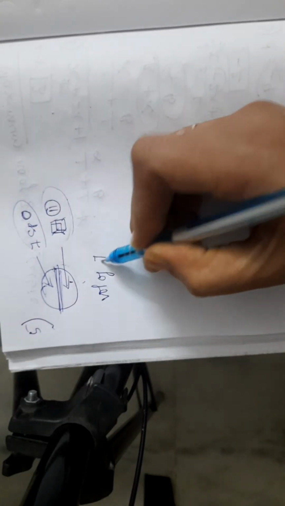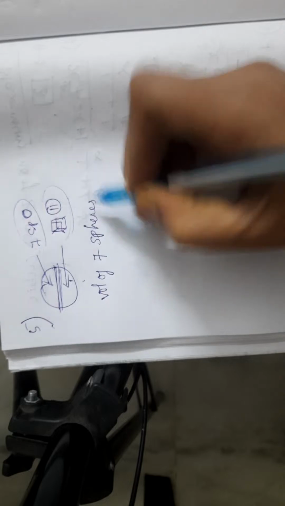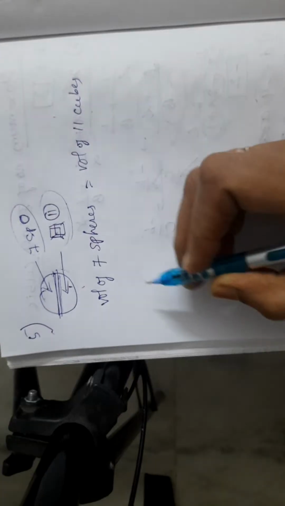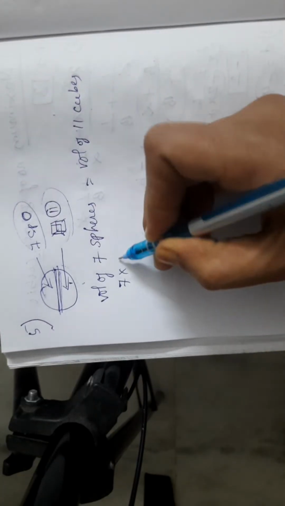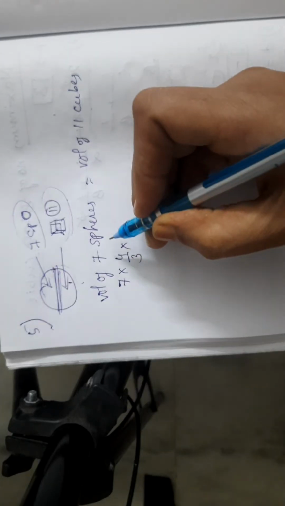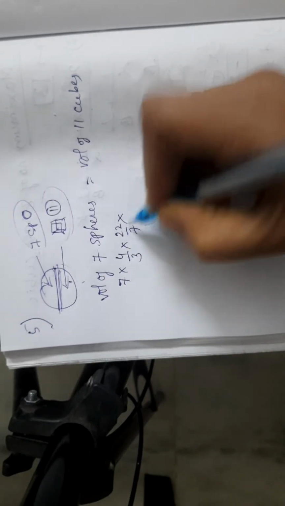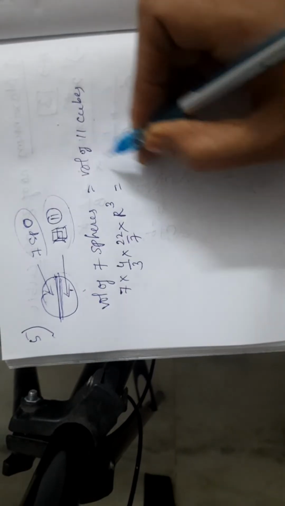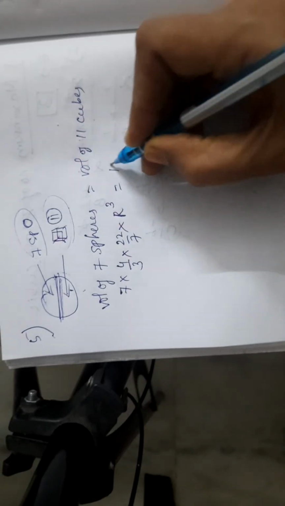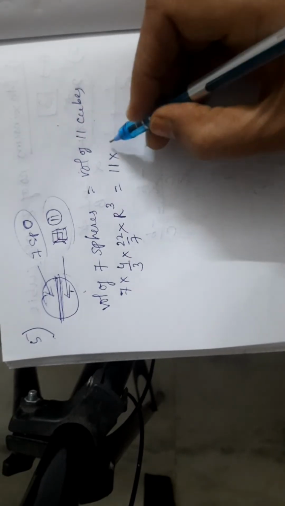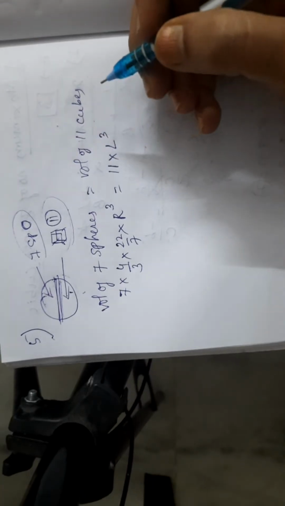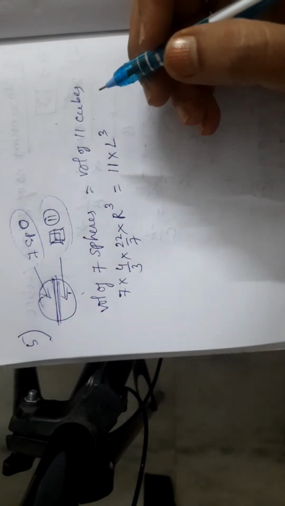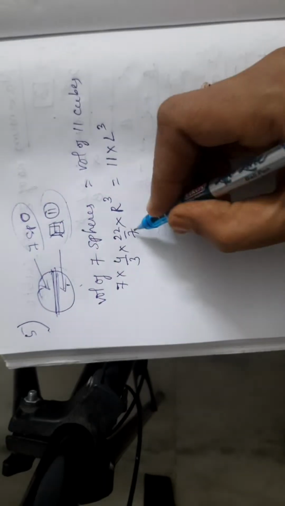Here the volume of 7 spheres is equal to the volume of 11 cubes. Now the volume of 7 spheres is 7 multiplied by 4 by 3, pi to be taken as 22 by 7. Radius is not given, so it is r cube. Volume of a cube is L cube. Total 11 are there, so 11 multiplied by L cube. We need to find the ratio of the side of the cube to the radius of the new sphere. So here 7 will get cancelled.